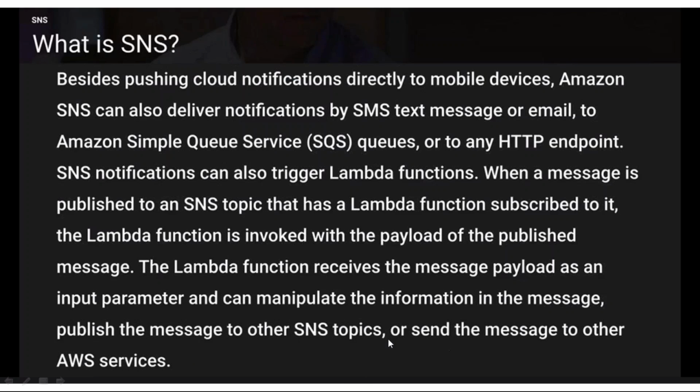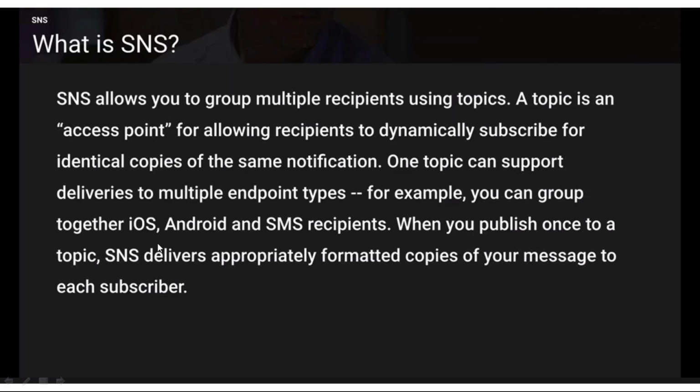Publish the message to other SNS topics or send the message to AWS services. So with the help of SNS, we can send notifications to all these different things. One could be SMS, second could be email. You can also send the message to SQS. You can send it to an HTTP endpoint or maybe Lambda or a few more things. Let's go ahead and explore them by looking at the things practically. I'll just go ahead and log into this.